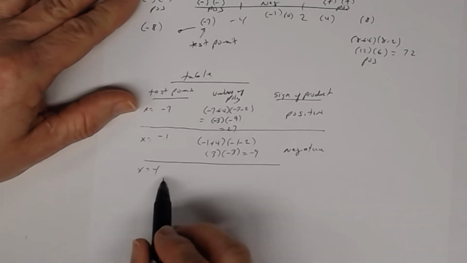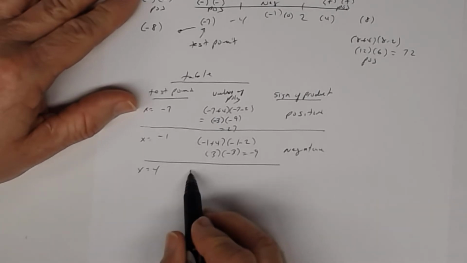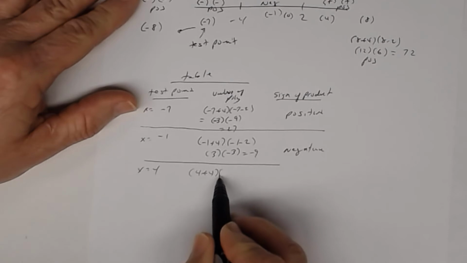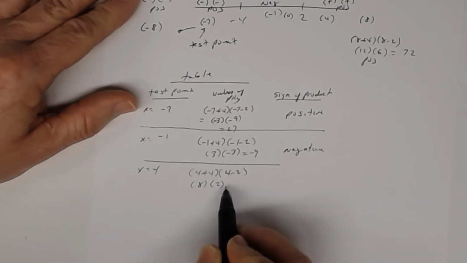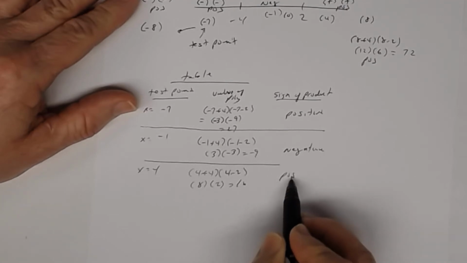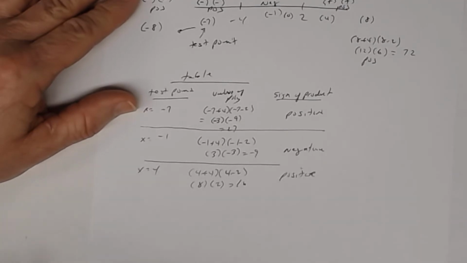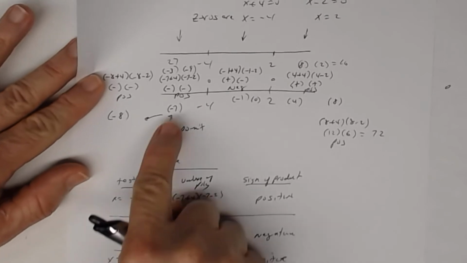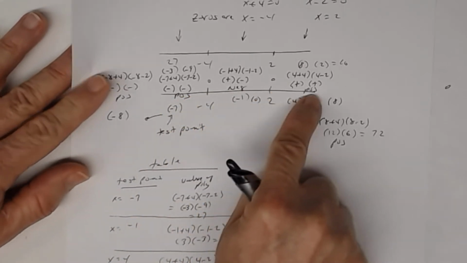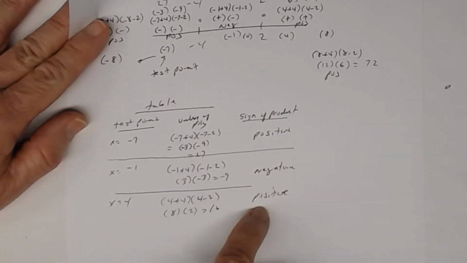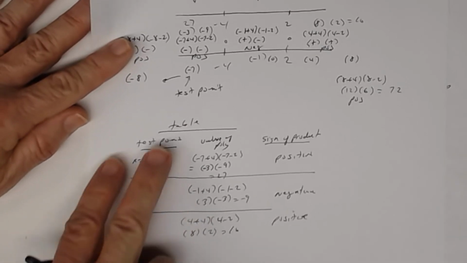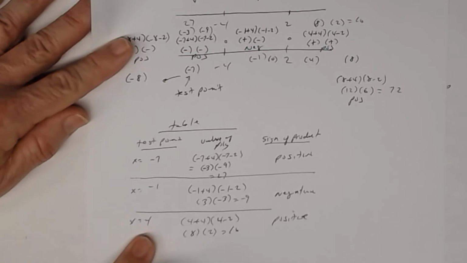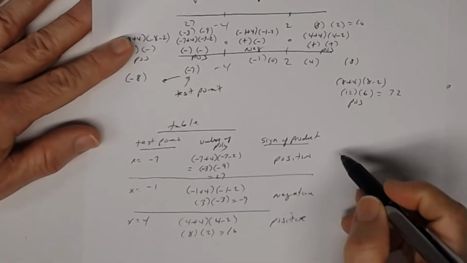And over here, x equal 4, you're going to say 4 plus 4 times 4 minus 2. So that's 8 times 2, which is 16, which is positive. Okay? And notice this is the same thing you saw here. Positive, negative, positive. Positive, negative, positive. Okay? All right, now, one other thing you got to be careful about. If you do it in table form, you have to indicate the interval for those.